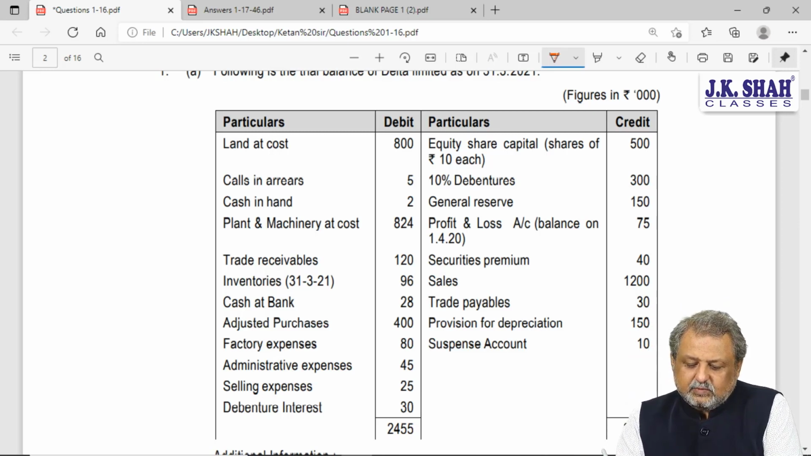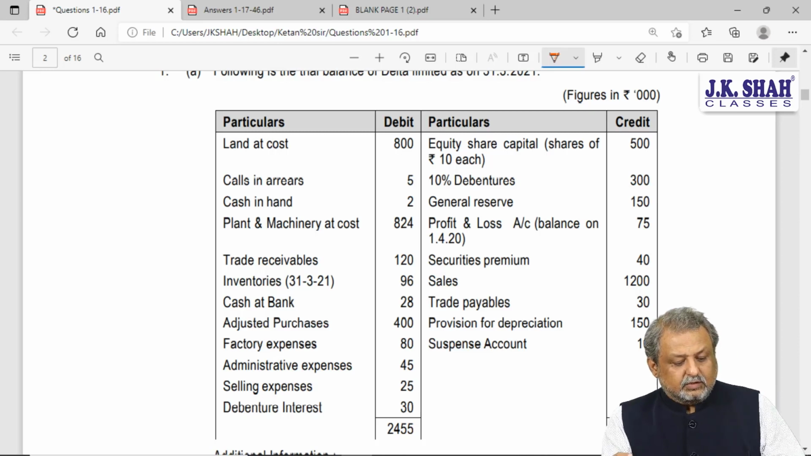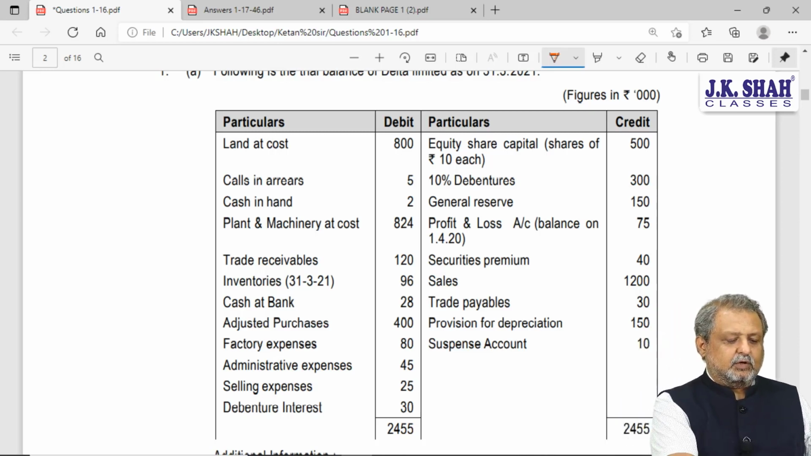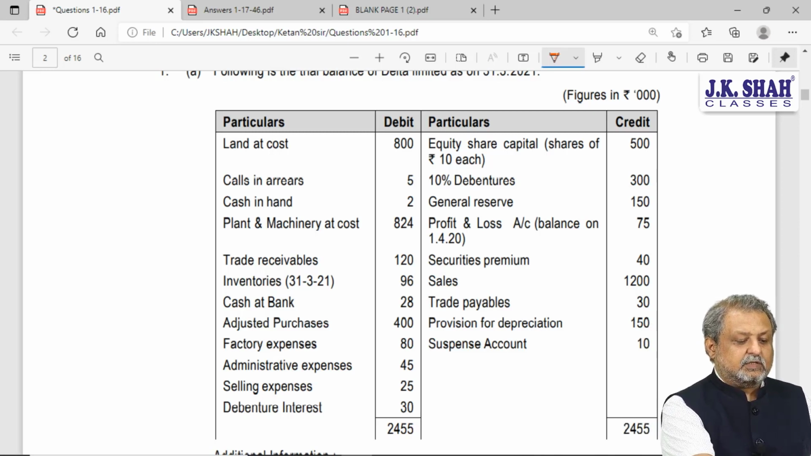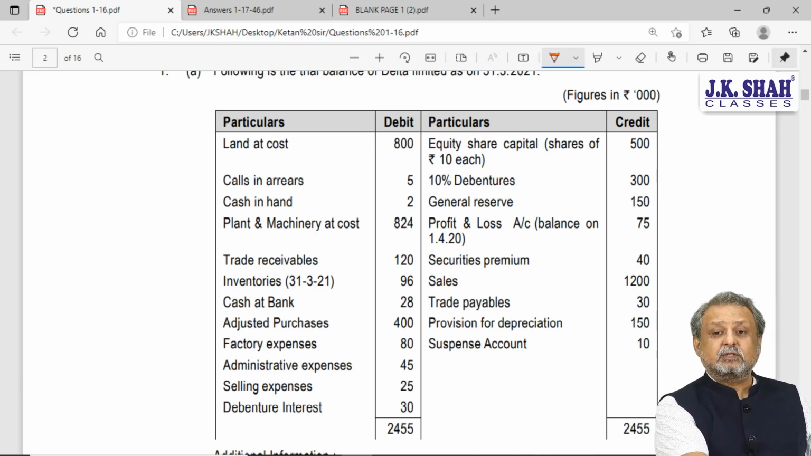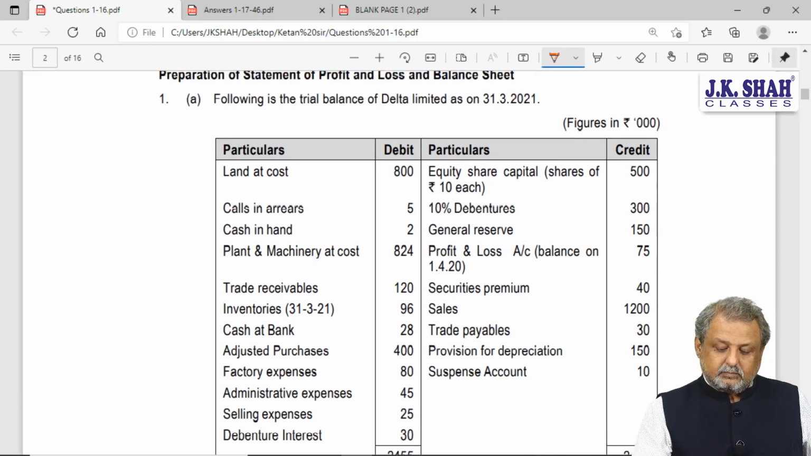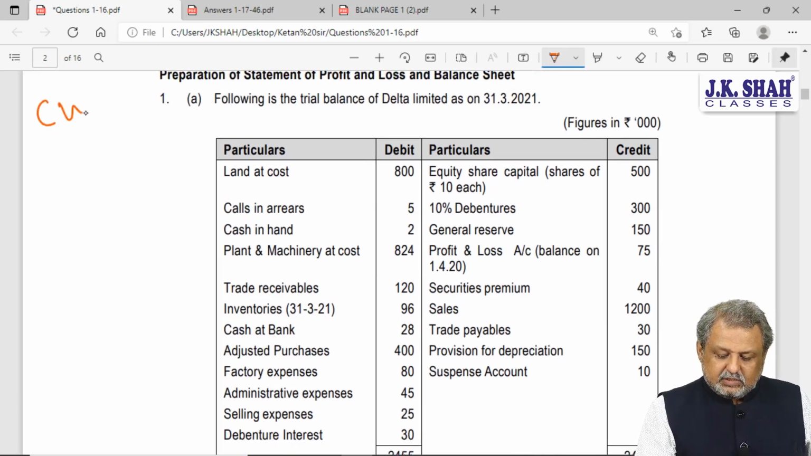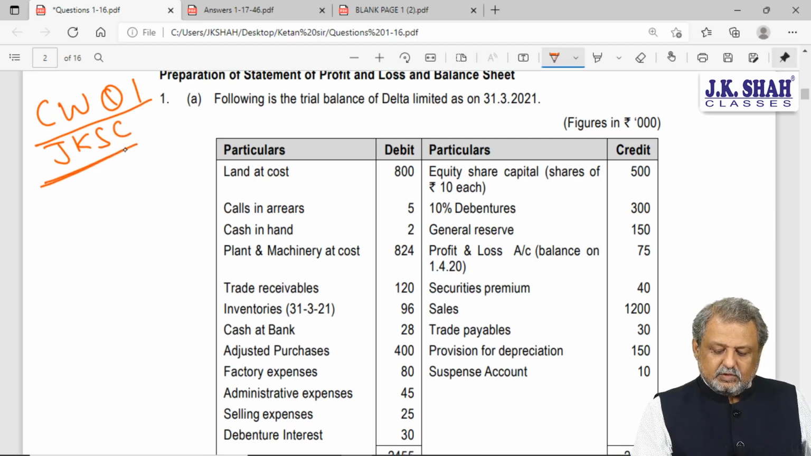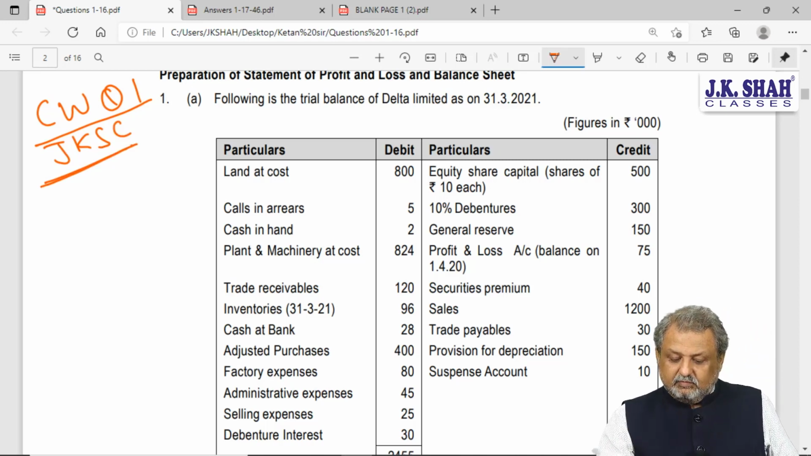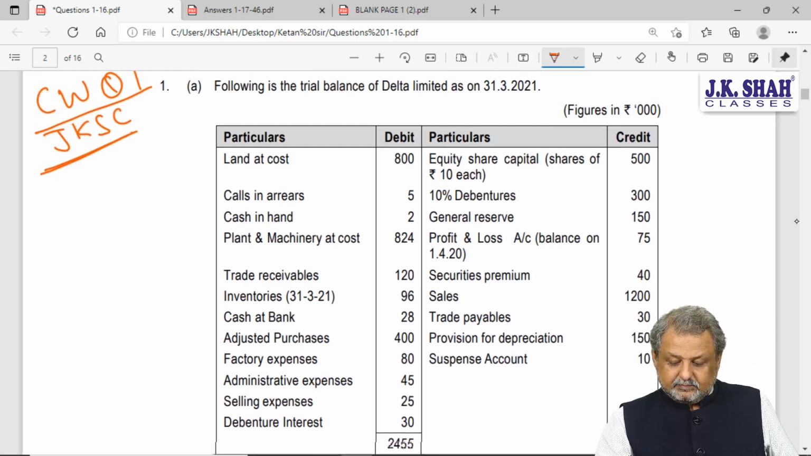Now, as far as this question is concerned, it is very similar to JKSC classwork question number 1. However, we are going to go through it.